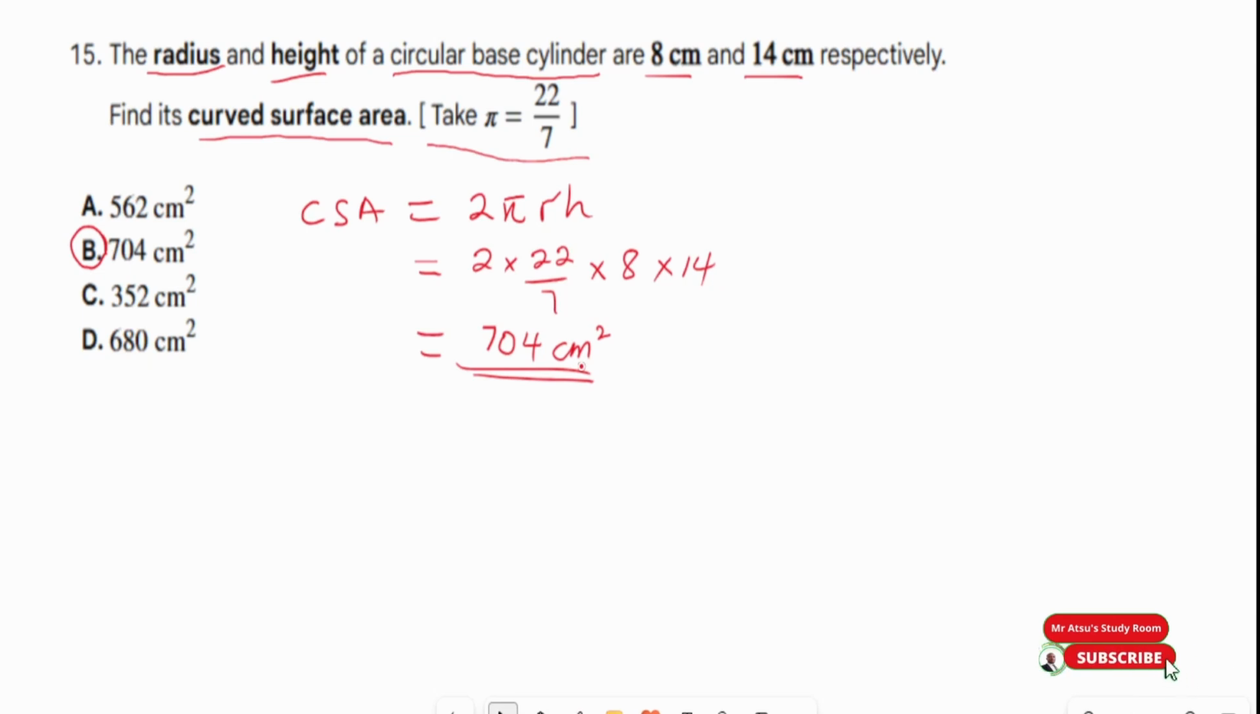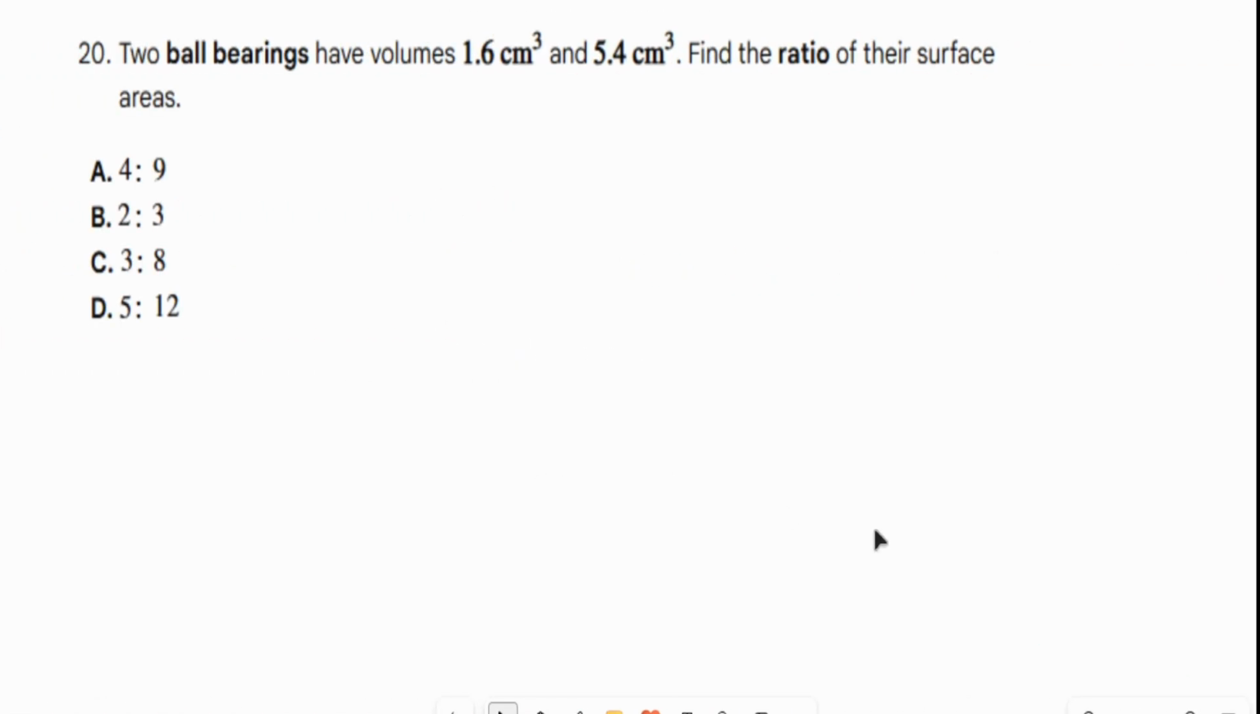Let's go to question 20. Question 20 reads that 2 ball bearings have volumes 1.6 cubic centimeters and 5.4 cubic centimeters. Find the ratio of their surface areas. Things to pay attention to. There are 2 ball bearings and then the volumes are 1.6 centimeter cube and then 5.4 centimeter cube. And then we have to find the ratio of their surface areas.